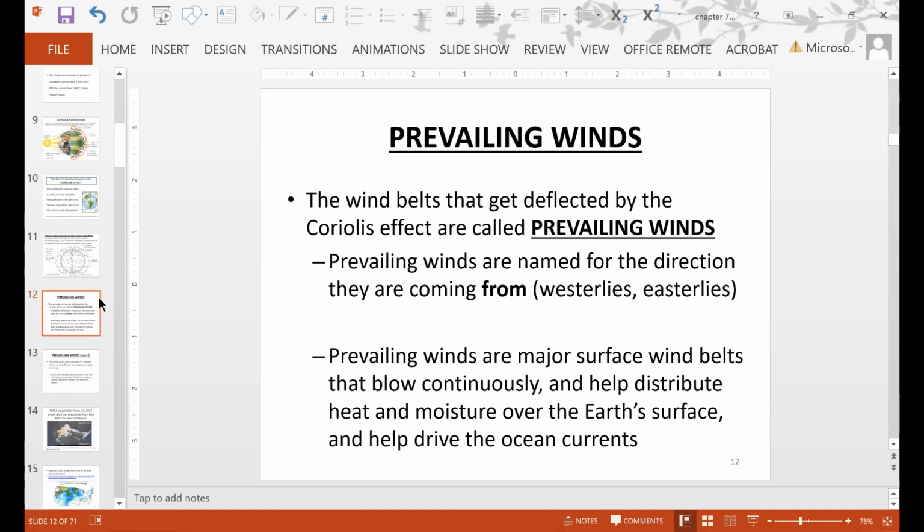So the wind belts that are deflected by the Coriolis effect are called prevailing winds. So in the mid latitudes where we live, those are your westerlies. And again, prevailing winds are named for the direction they're coming from. Prevailing winds are major surface wind belts, and they blow continuously, and they help distribute heat and moisture over the Earth's surface, and they help to drive the ocean currents.